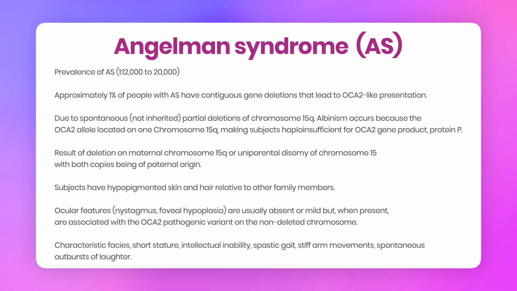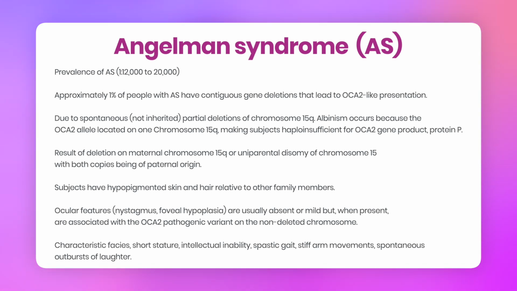So Angelman syndrome is a very interesting condition in that only 1% will present with an OCA2-like presentation. So again, a very rare finding in Angelman syndrome, and it depends on which portion of chromosome 15q is involved in the deletion. And again, this is spontaneous. It's not autosomal dominant, recessive, or X-linked. These are spontaneous mutations where a portion of the maternal chromosome is deleted. And that leads, in 1%, to hypopigmented skin and hair relative to family members and similar ocular features to OCA.